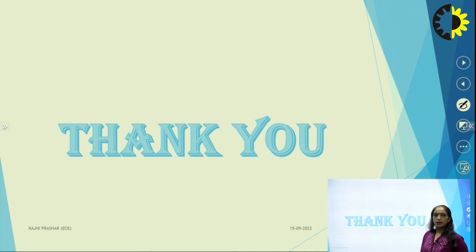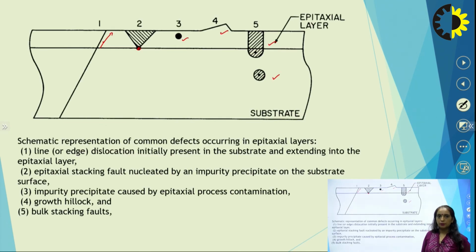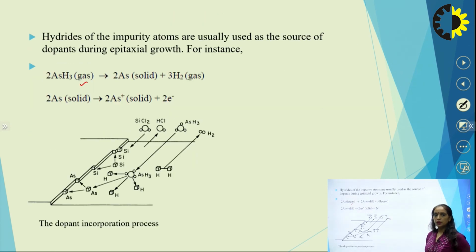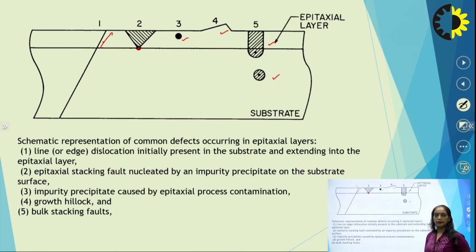So this is all about the epitaxial process: what the process parameters are which are used to control it, how much the temperature and pressure should be, how we can select the starting compound to start the epitaxial process, and what defects can be present in the final result.